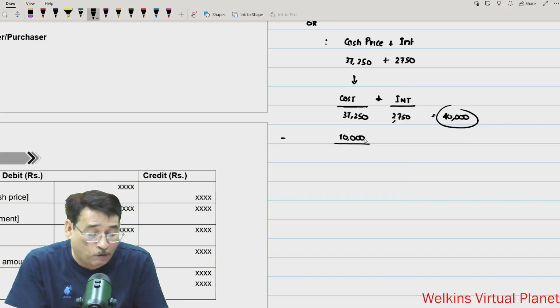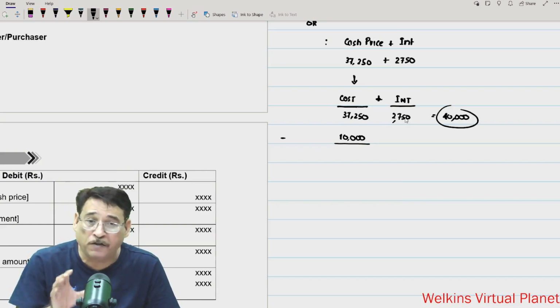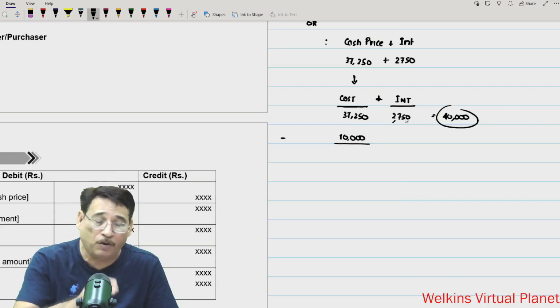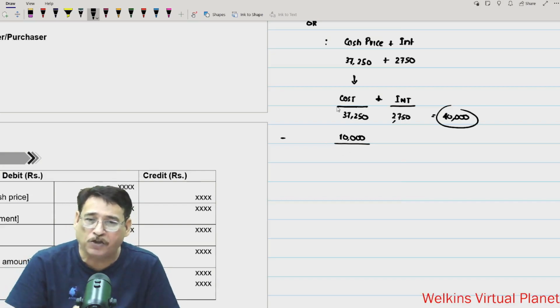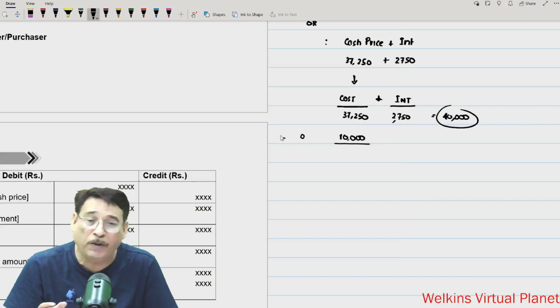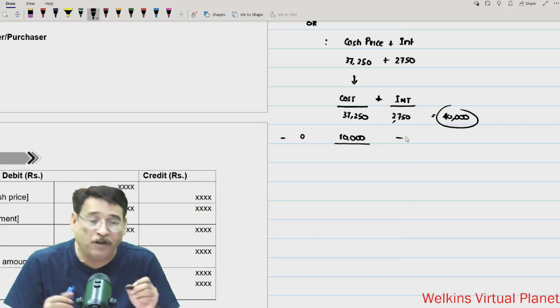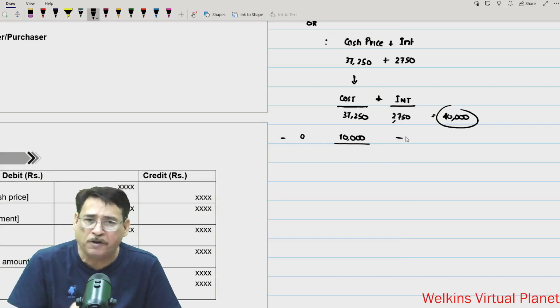Similarly, when I acquired this asset, for me the cost price is 37,250 and interest is 2,750, and I am paying 10,000 immediately. That 10,000 is known as the down payment, correct? That means in this payment there is no interest. I am not paying anything for interest.